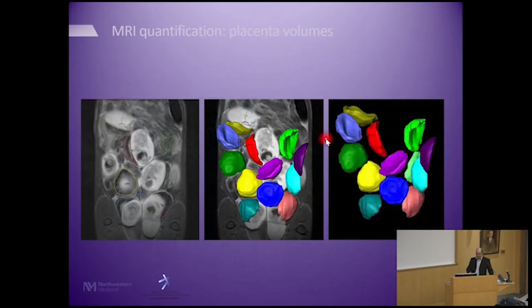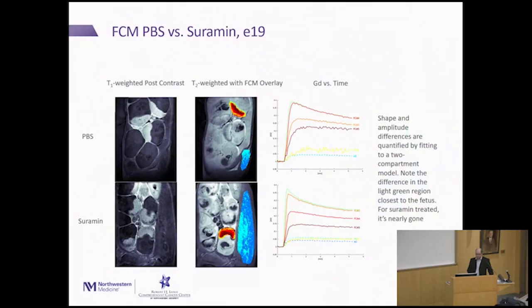So this is an MRI of a pregnant rat. The parts that are outlined are the placenta. These are the fetus. And then we volume rendered the placenta, and this is what the movie was. And then in addition to doing the volumetric study to show differences in size of placenta, we also did the contrast-enhanced MRI.